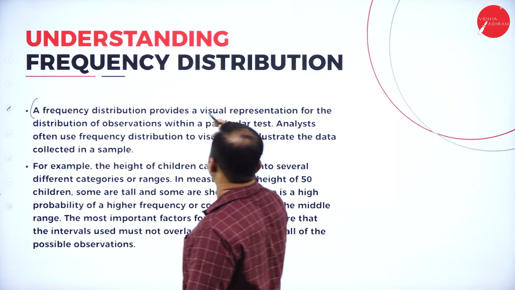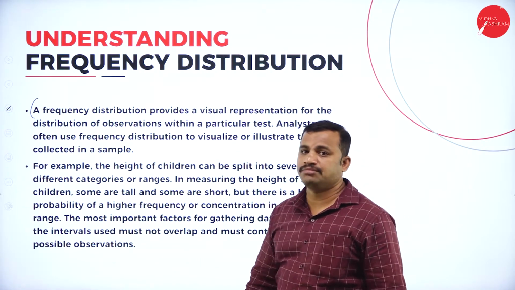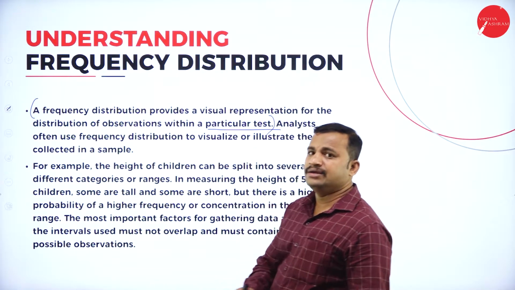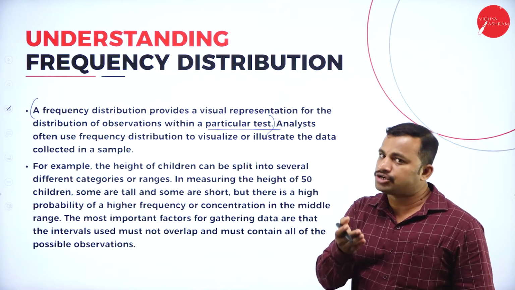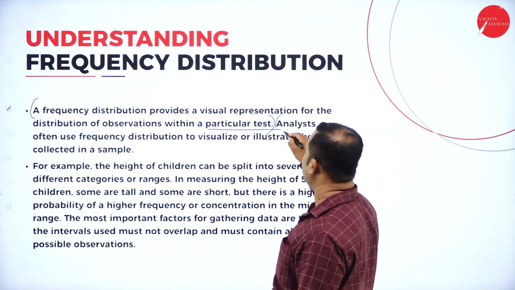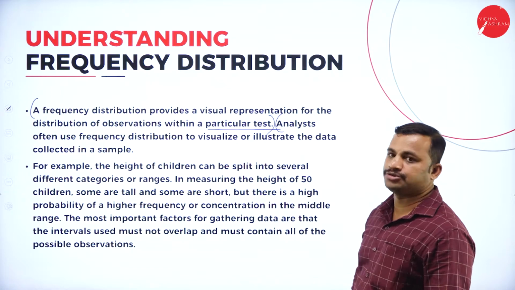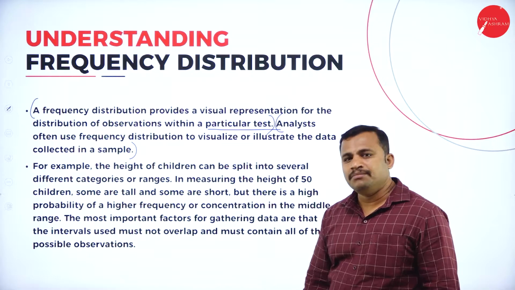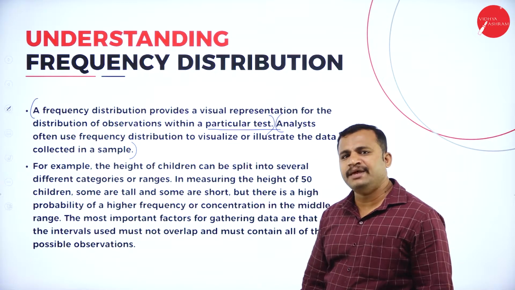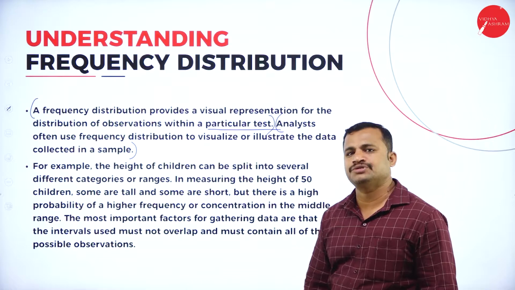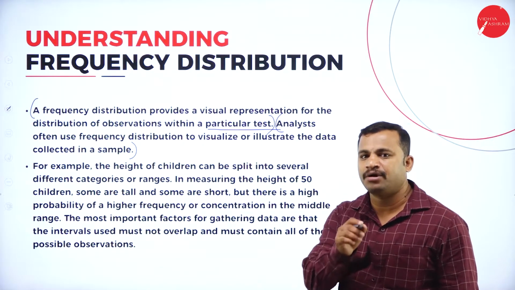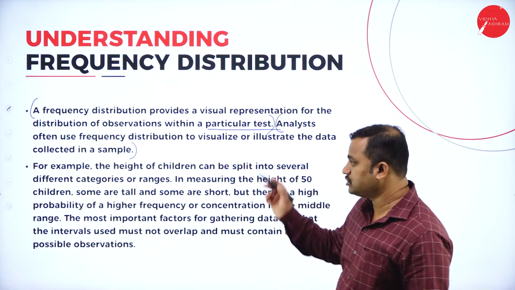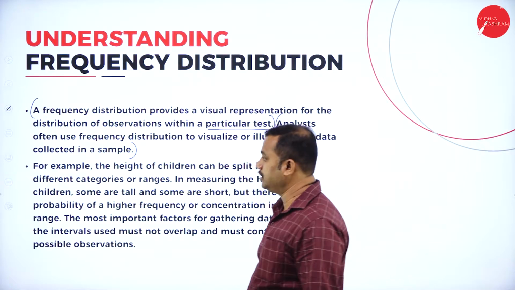A frequency distribution provides a visual representation for the distribution of observations within a particular test. That means the data items which can be visualized or seen are considered here. Analysts often use frequency distribution to visualize or illustrate the data collected in a sample. The number of people who have been affected by cancerous tissues is also considered an important parameter in statistical data analysis. That is also one of the important examples I can consider here.